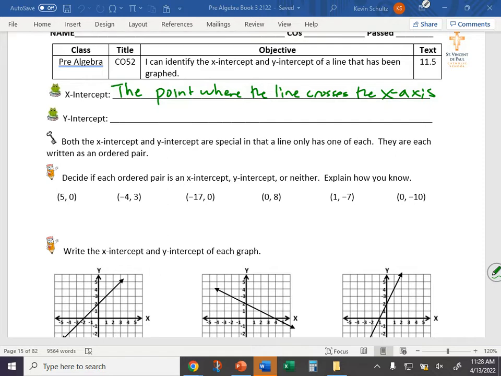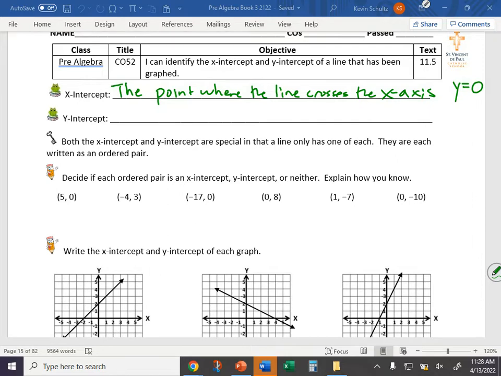Okay. The point where the line crosses the x-axis. And here's the thing I want you to take away about an x-intercept. In any x-intercept, the y value will always be 0, because if you're on the x-axis, you've not had any vertical movement at all. Okay? The y value will always be 0.